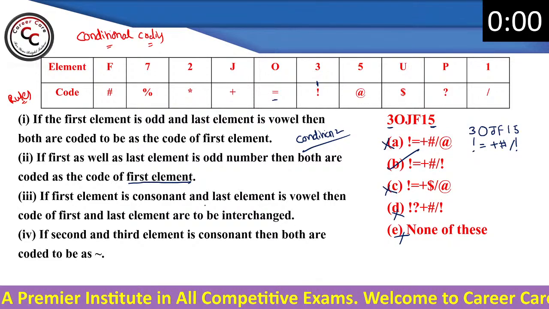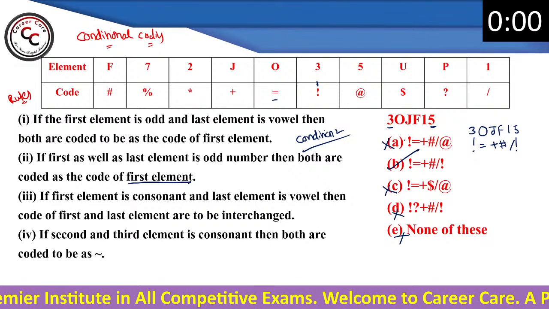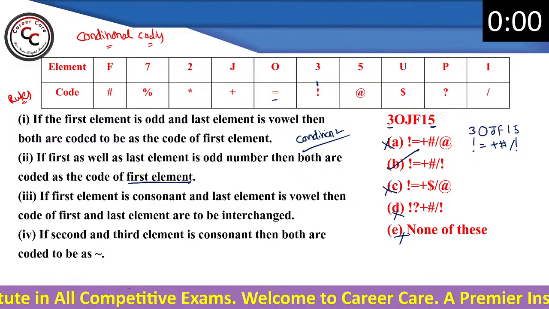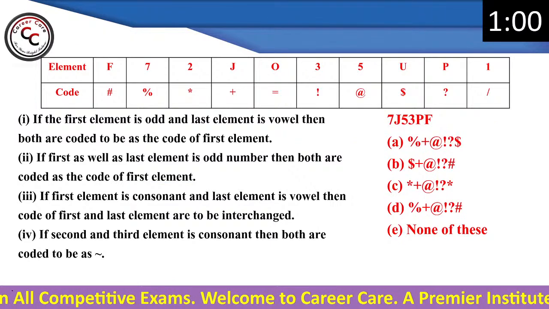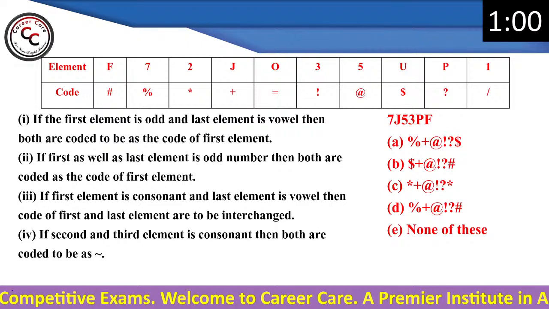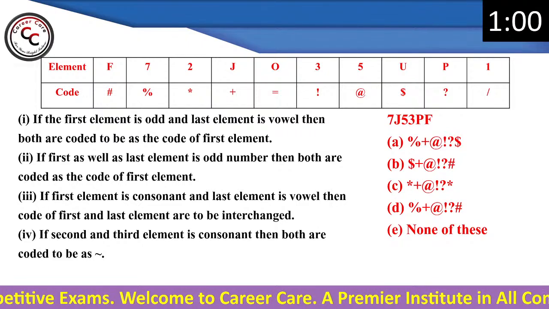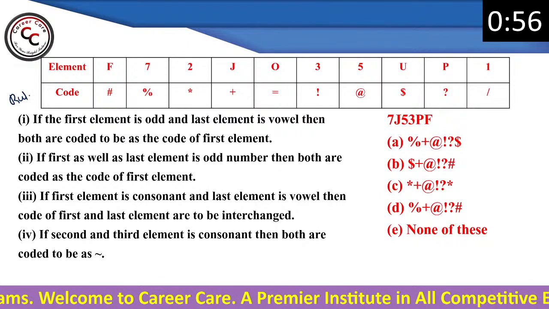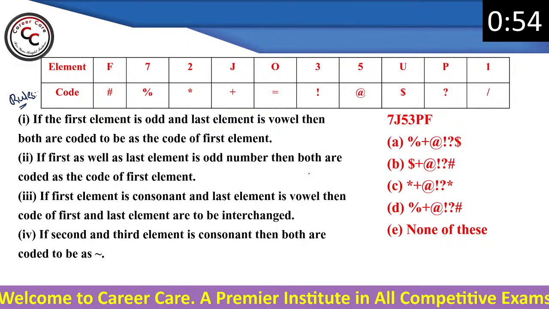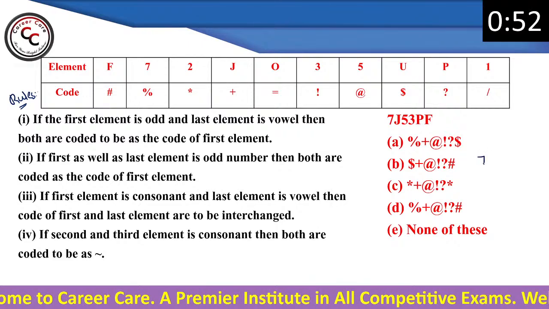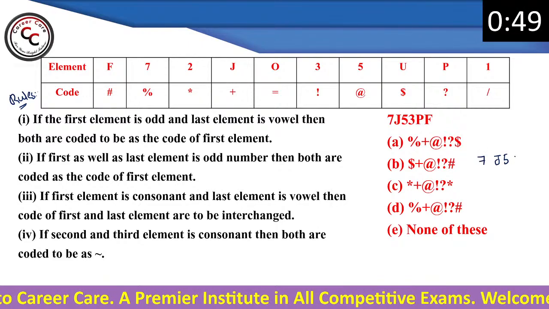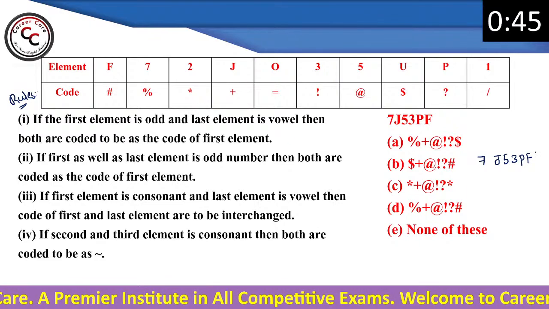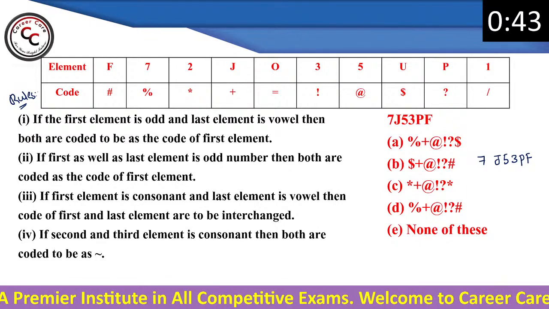First as well as last. First is consonant, last is vowel, no chance. Second and third element is consonant. So O and F both are not consonants, no problem. Right? So look at question number 2 based on the same sort of conditional coding. Just see which rule can be applied for this particular question. So the question is 7, J, Pi, 3, P and F. Okay, so let's see what does the answer say.